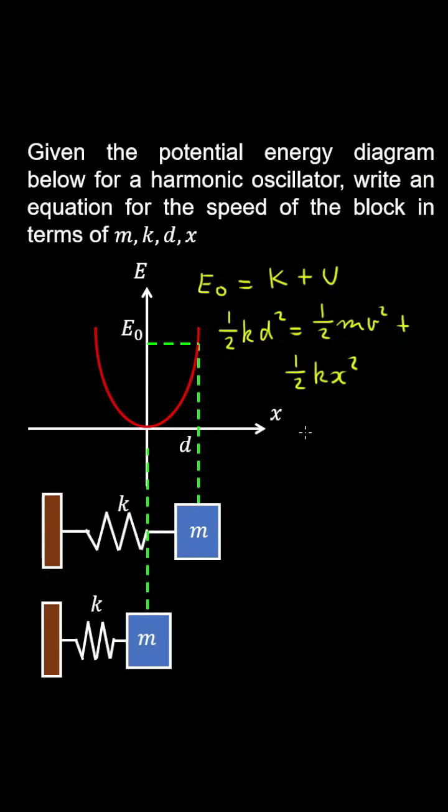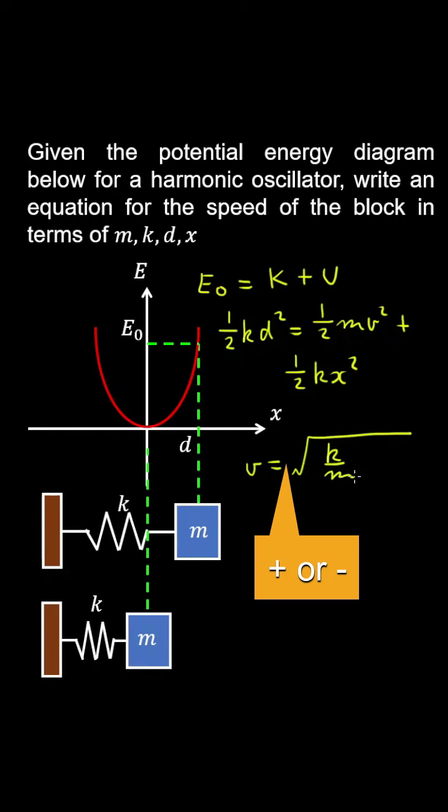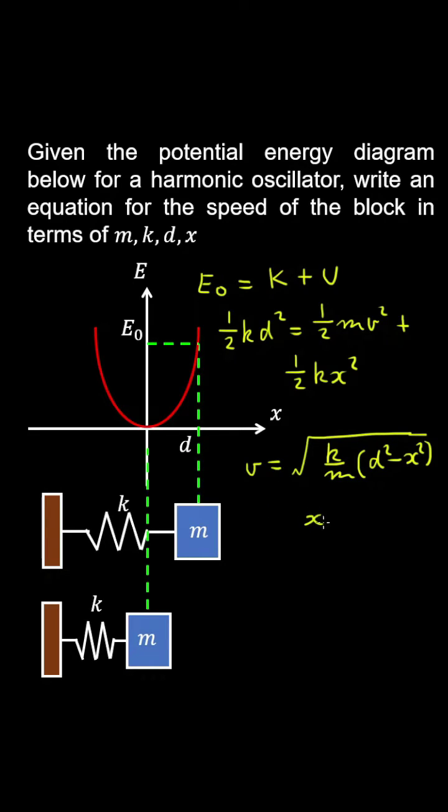And then turning this equation around for the speed of the block, we get v is equal to the square root of k/m times (d squared minus x squared). So x must always be less than or equal to d because you cannot have more energy in the system than what was input into it. So when the block oscillates back and forth, it can only go as far as minus d, so as to not exceed that initial energy.